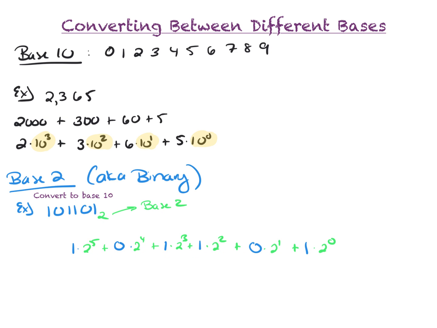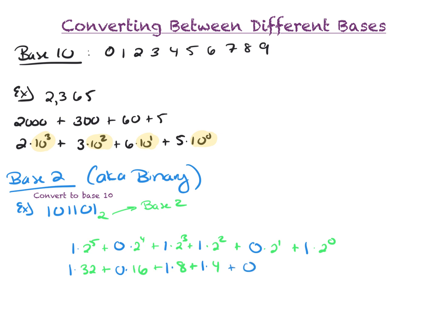Now I just need to get out a calculator or use my arithmetic and figure out what this number is. So let's see, here we go. 2 to the 5th, remember, is 32. So this is 1 times 32 plus 0 times 16 plus 1 times 2 to the 3rd is 8 plus 1 times 2 to the 4th is 4.